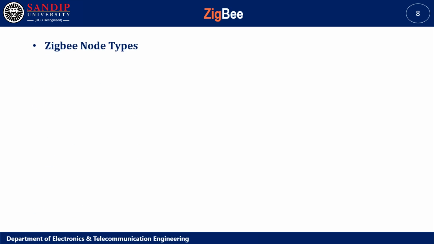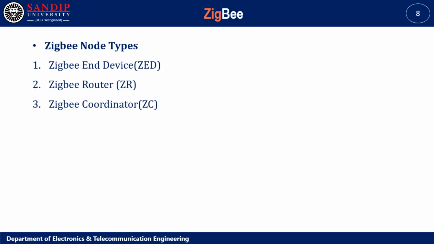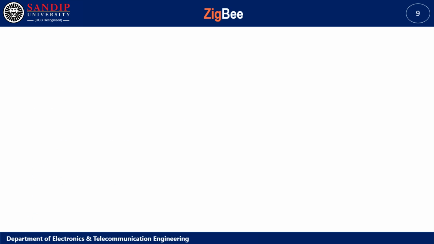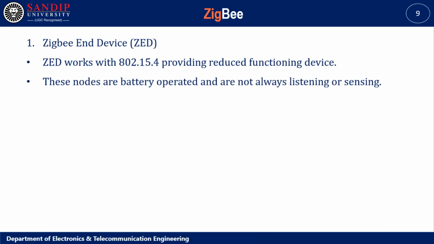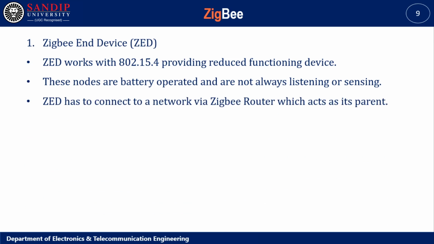ZigBee node types. First, ZigBee end device, that is ZED. ZigBee router, ZR. ZigBee coordinators, that is ZC. ZigBee network layer, NWK. ZigBee APS layer. ZigBee end device, that is ZED. ZED works with 802.15.4 providing reduced functioning device. These nodes are battery operated and are not always listening or sensing. ZED has to connect a network via ZigBee router which acts as its parent.